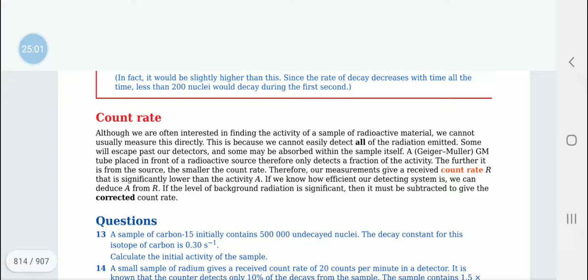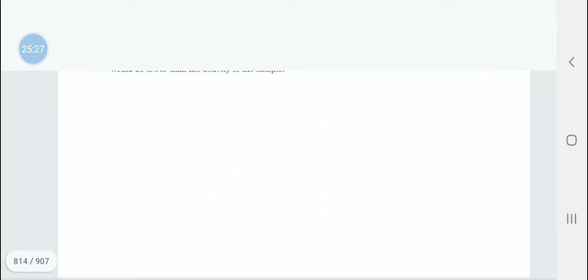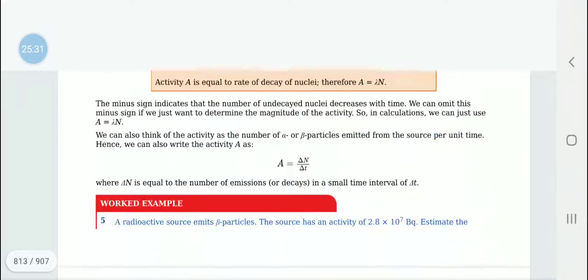Then also there are radioactive materials around us, for example radon gas. They might also give us a reading. So we might misunderstand that to be the activity coming from the sample that is provided, but it is coming from the background radiation. So we have to subtract the background radiation from the count rate to get the corrected count rate. These are some things that you need to understand. Before we move on to the next part, let's write down the note and do the questions.